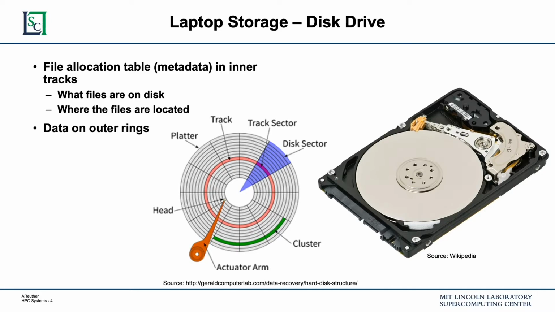Another interesting aspect of disk drives is that they maintain a file allocation table which records on which platter, track, and sector each data item is located. The file allocation table is stored in the inner tracks, while the data is stored on the rest of the tracks.